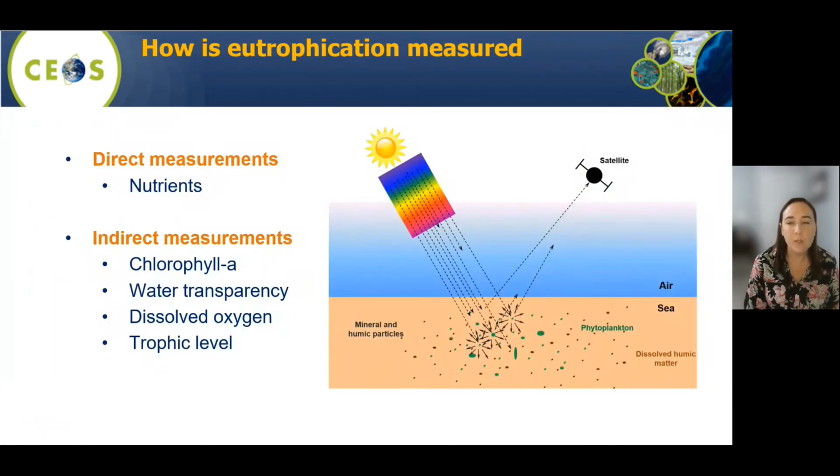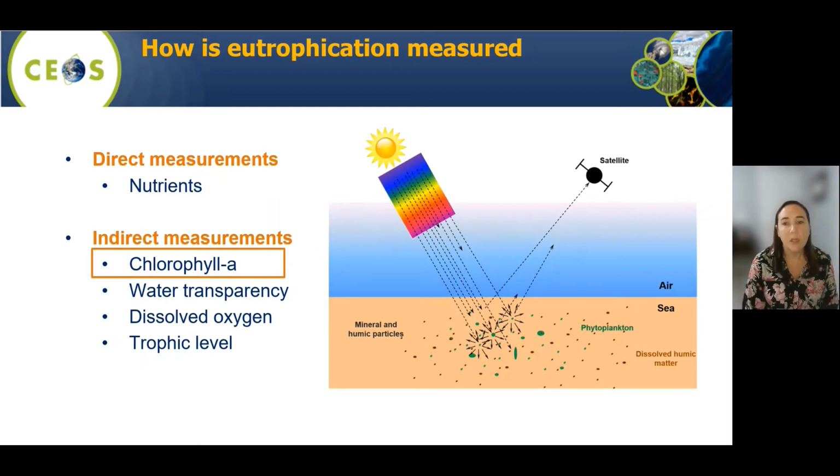And a lot of the ways that these are measured are through direct measurements, so in-water activities where you are measuring the nutrients, as well as indirect measurements where you are looking at chlorophyll A, which is a pigment in algae, which can give you a proxy of algal growth that could potentially be related to eutrophication, as well as water transparency, dissolved oxygen, and trophic level.